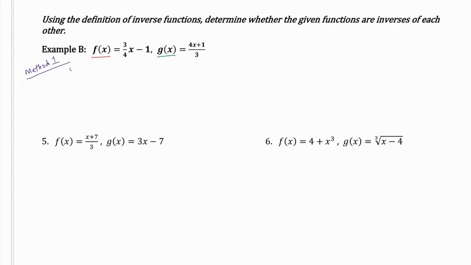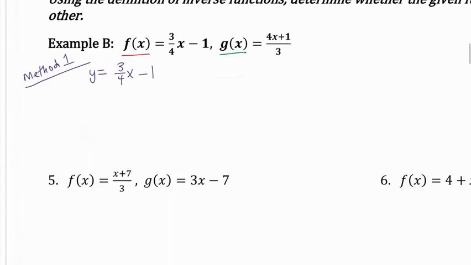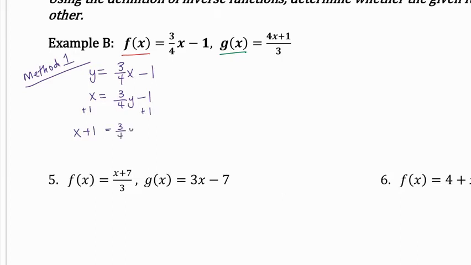So if I do y equals 3/4 x minus 1, and I want to find the inverse, I'm going to switch the x and the y. So I'm going to make this x equals 3/4 y minus 1, and now I'm going to solve for y. So I'll add 1 on each side. It'll give me x plus 1 equals 3/4 y. I want to get the y by itself, so I need to get rid of that fraction. So I'm going to multiply both sides by 4/3.